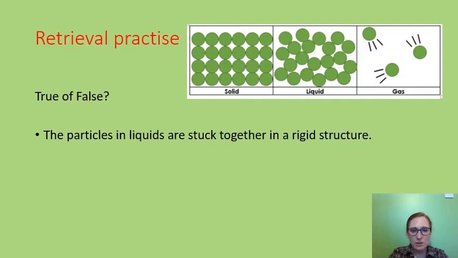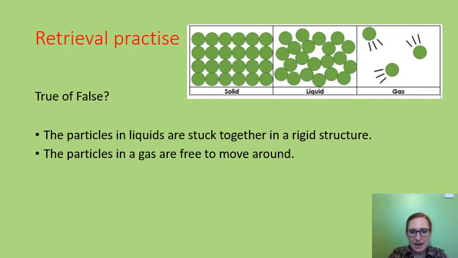The particles in liquids are stuck together in a rigid structure. So in a liquid, the particles stay together in a rigid structure. They do not move around one another. That is false. Well done if you've written down false. In a liquid, although they may be touching, the particles move around each other, they slide past each other, bumping into each other and going around one another. It's in a solid that they make a rigid structure, as in the picture above.